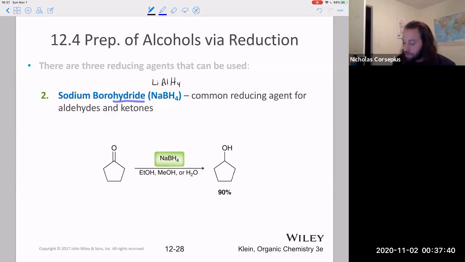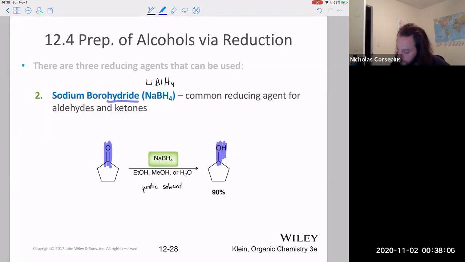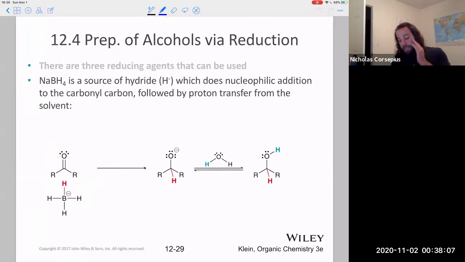So let's focus on sodium borohydride here for a second. Sodium borohydride you would use in the presence of some protic solvent. All right, so you have to use it in the presence of an alcohol or water. We'll see why that protic solvent is really important in a second when we look at the mechanism. But again, the main feature is that you're going to convert your carbonyl group to an alcohol group. Okay. So how does this work mechanistically?